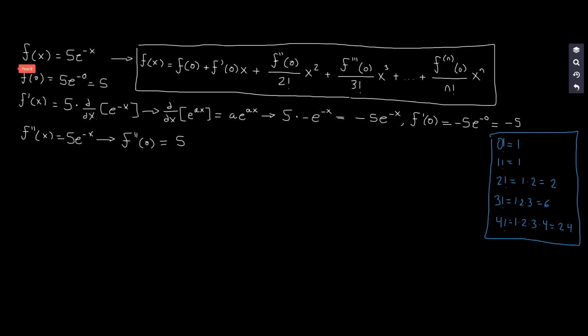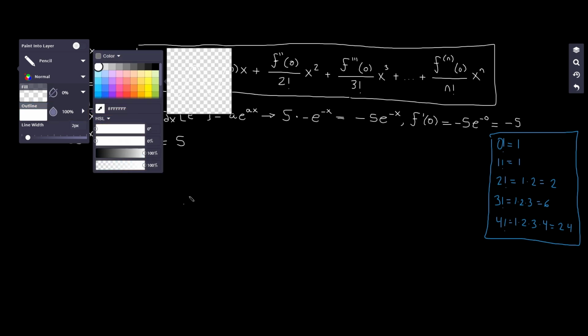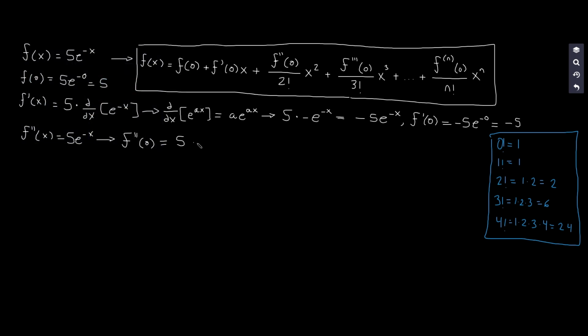Where were we? So we want to find the zero term. We're going to have 5 over 2 factorial, so it's going to be 5 over 2 times x raised to the second power. You can't really simplify that. Well, technically we could, but I digress. So we found our third zero term, so we're going to find the fourth zero term.